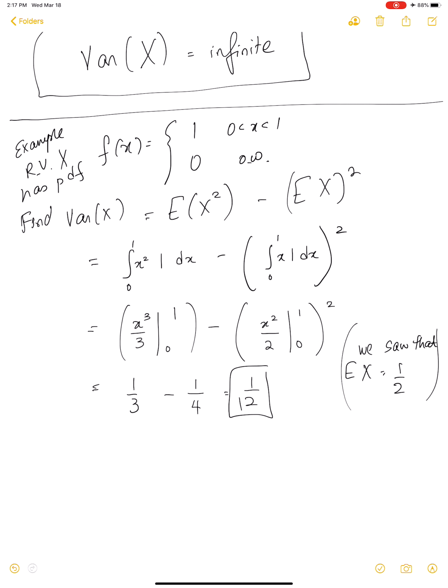Okay, so that's the end of 5.2. And in 5.3, what we're going to look at is a uniform random variable.